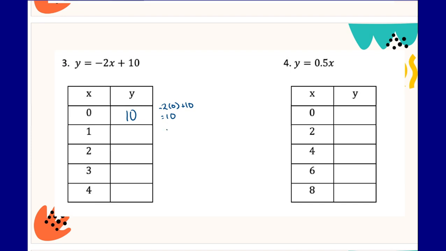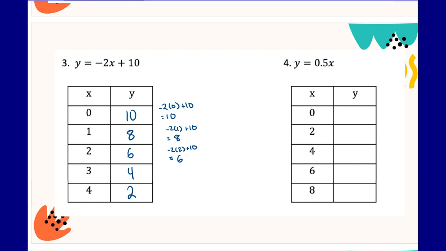The next one, negative 2 times 1 plus 10. So negative 2 plus 10 is 8. Next spot, negative 2 times 2 plus 10. Negative 4 plus 10 is 6. Do we start to see a pattern? Could you guess what the next value is going to be? If you guessed 4, you were correct. And if you guessed 2, you were correct.